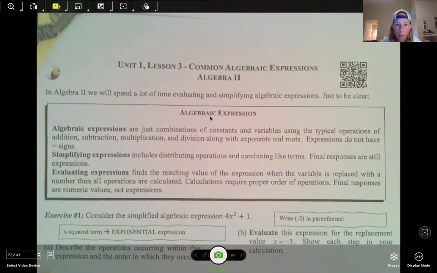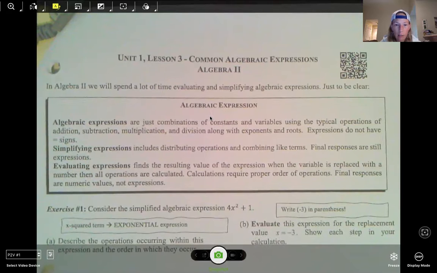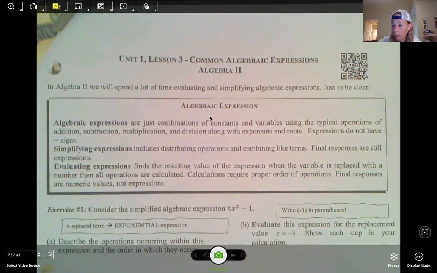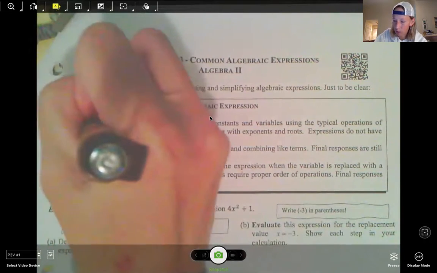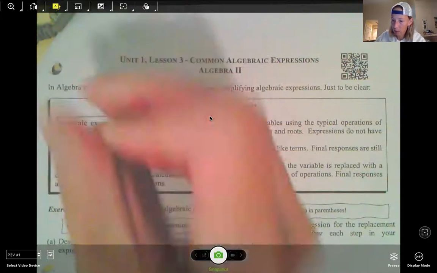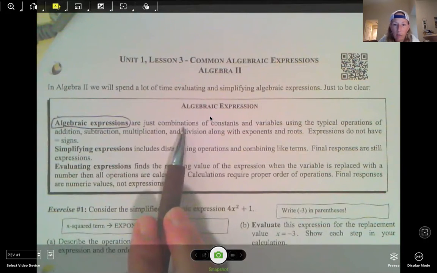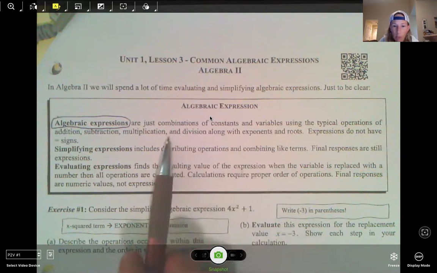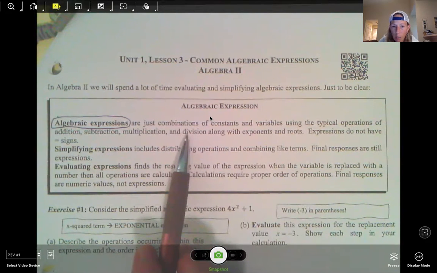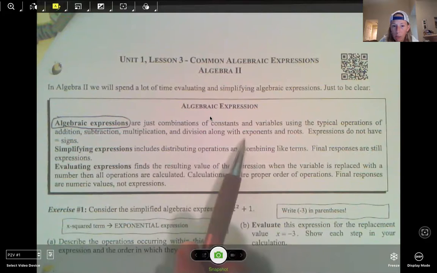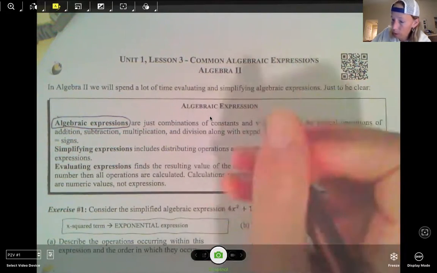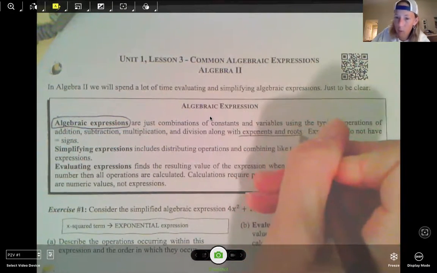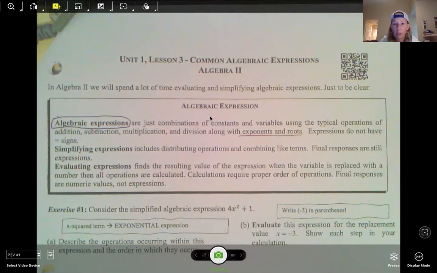So up here in the box in the top page of the notes, we have some vocab. So if we look through this, algebraic expression, it says they're just combinations of constants and variables using typical operations of addition, subtraction, multiplication, and division. We can see those with exponents and roots, and this is probably the new part for us in this section. We haven't really seen a lot of exponents and roots yet.